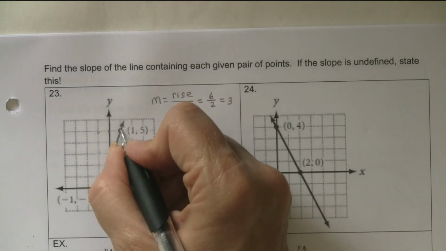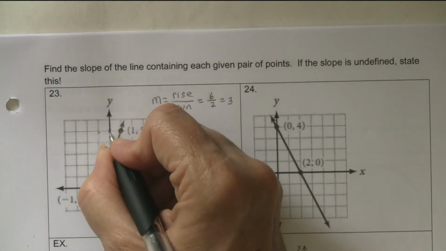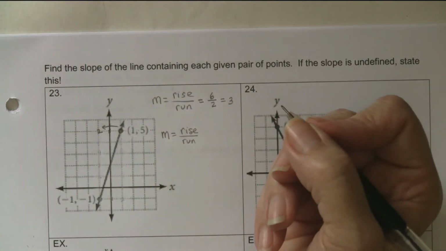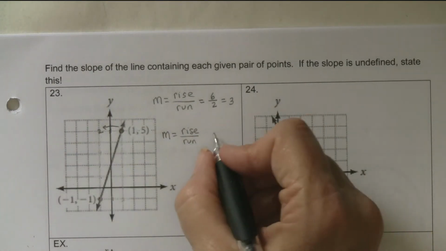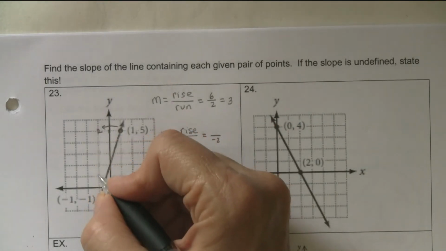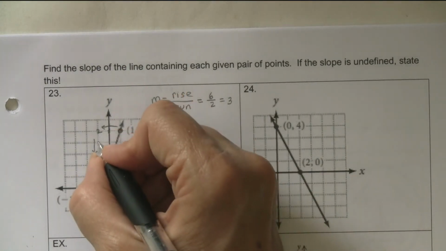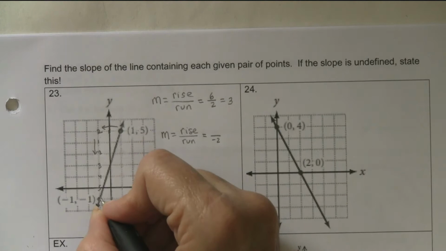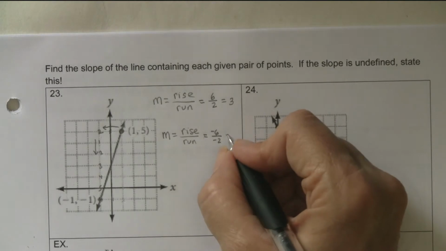So if I started here, and let's say that I decided to count my run first, so I would be counting here 1, 2. But I've gone in this direction, and that is the negative direction for x, right? Moving in the negative direction, moving backwards. So the run here is -2. And then I'm going to go down to this point, so I'm going to be going down, and that's the negative direction for y. So I'm going to count 1, 2, 3, 4, 5, 6. So that's -6. And -6 divided by -2 is +3.